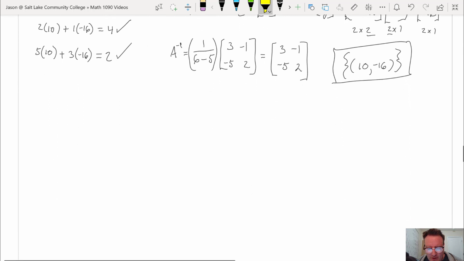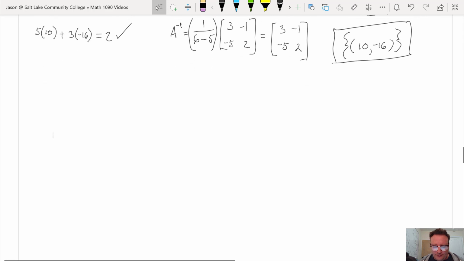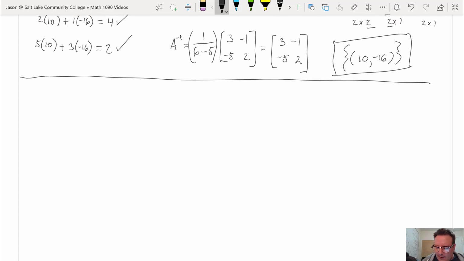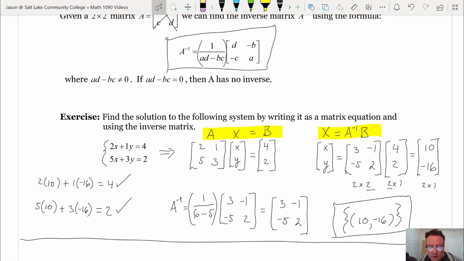However, before I show you how to do this with a calculator, let's derive the formula we just used. In other words, I want to now show you why this formula in the box at the top of the page, why that formula is, where did it come from? It's not hard to derive, okay?